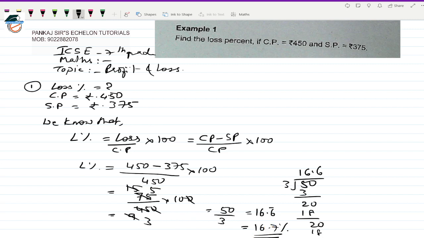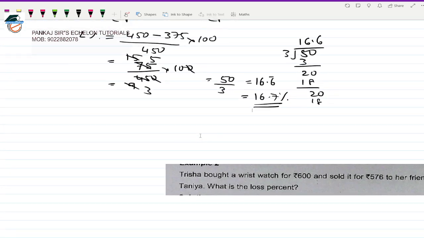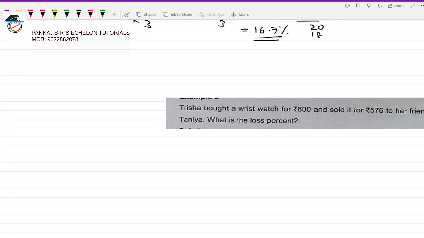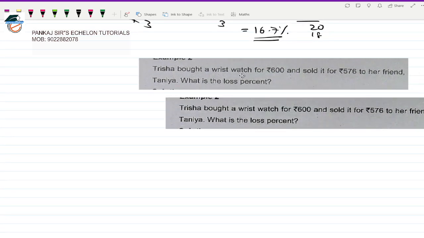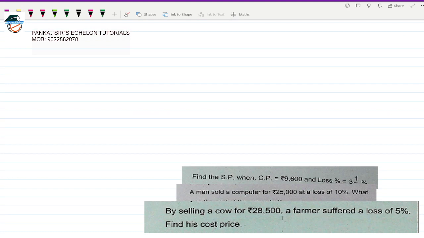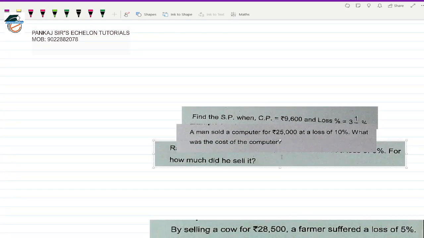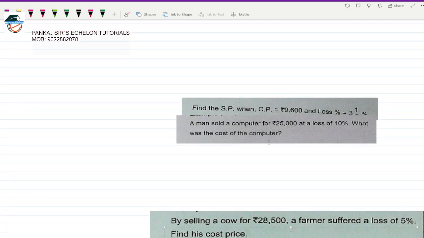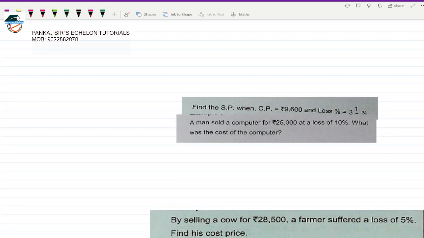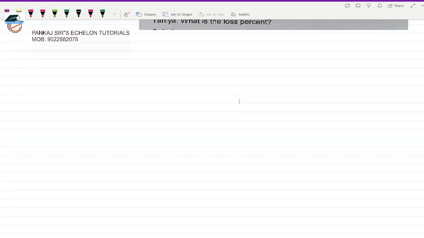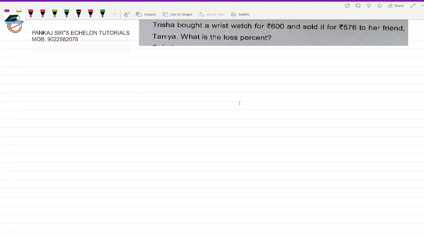Now let us come to example number 2. We have many more questions to solve today. I've already kept them ready, so we'll see them one by one. So this is now question number 2.